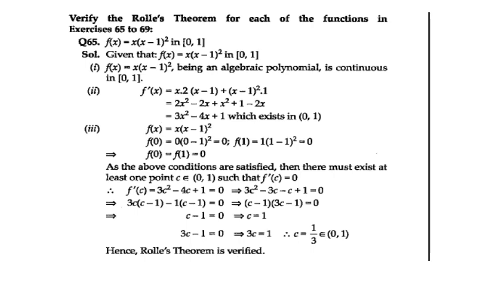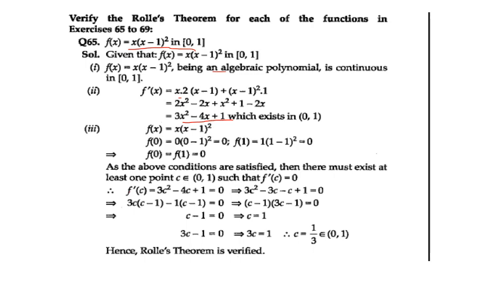You see our first question. f(x) is equal to x(x squared minus 1) in the closed interval [0, 1]. And x(x minus 1) the whole squared, it is a polynomial function, so it is continuous. And f'(x): you have to differentiate first function into derivative of second plus second function into derivative of first. So this is 3x squared minus 4x plus 1, which exists in the open interval (0, 1).